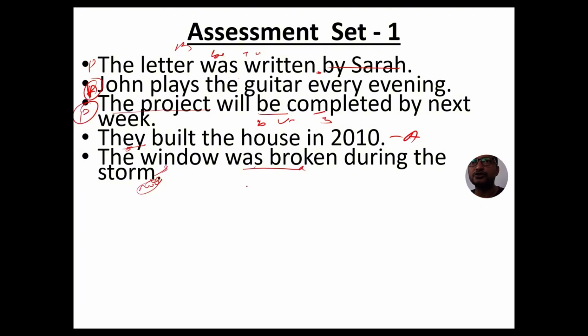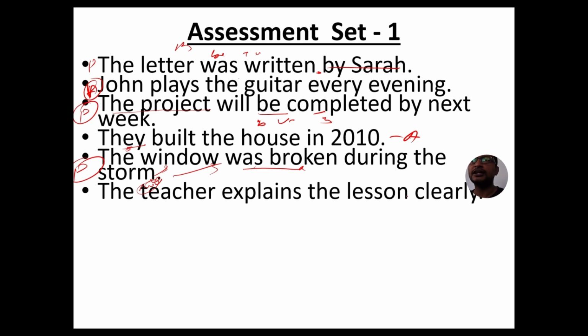Here, similarly, the storm is performing the action. So here was plus b3, then this should be the passive form, right? The teacher explained the lesson clearly. Right, the teacher explains the lesson clearly. Now the teacher is doing the action. There is no b3 form, or there is no b form, so now it is active.